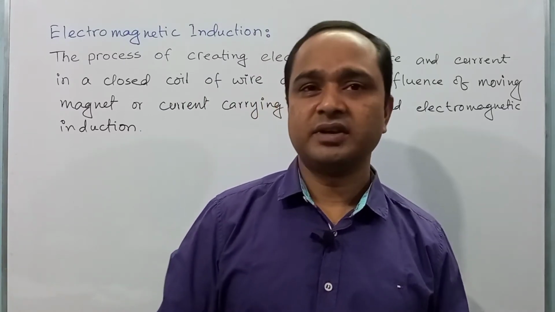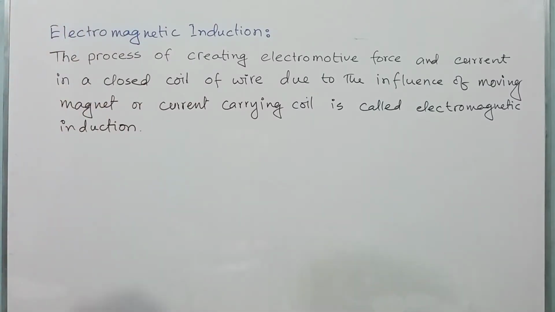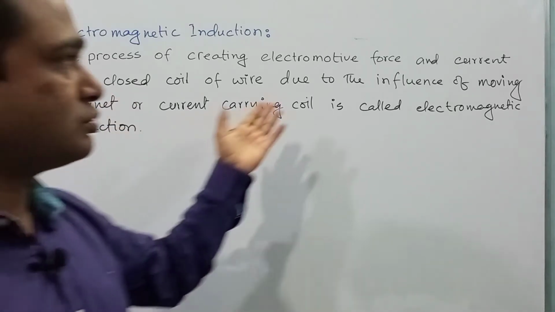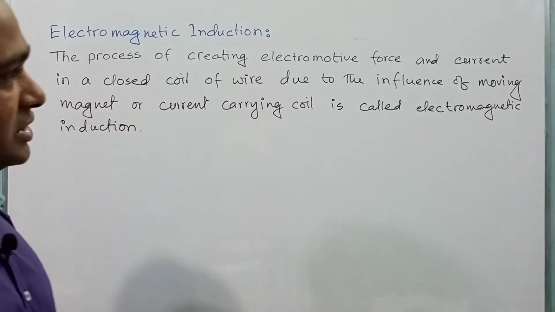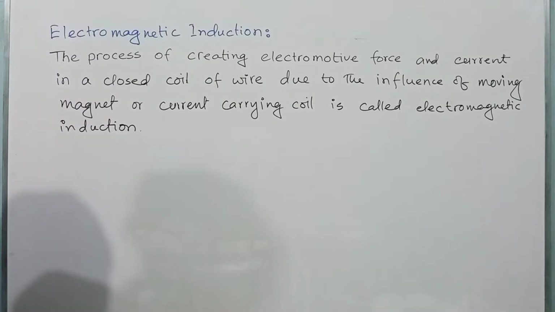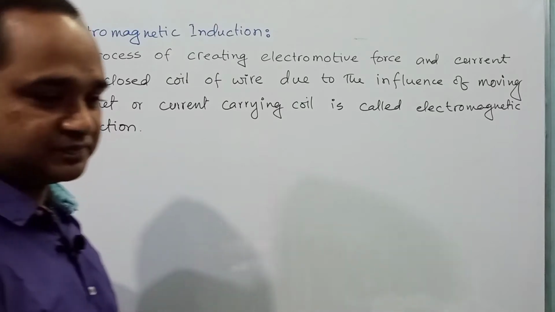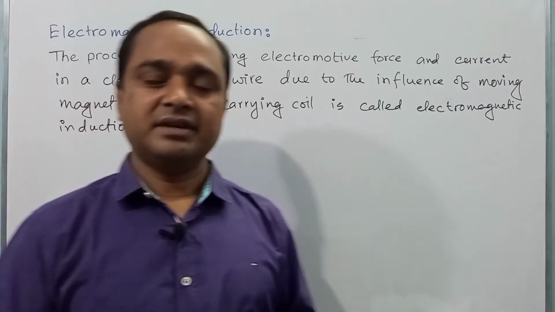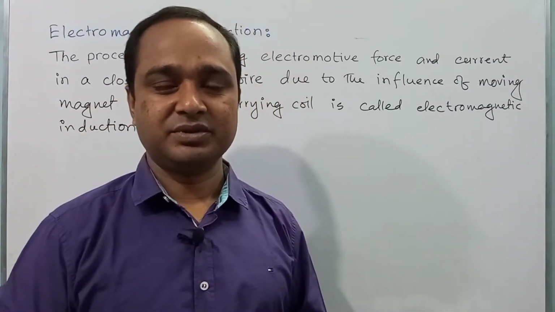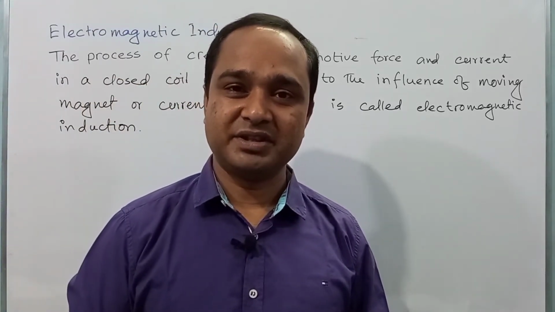So for our better idea or realization, we can see the definition of electromagnetic induction. In the definition, they said that the process of creating electromotive force and current in a closed coil of wire due to the influence of a moving magnet or current carrying coil is called electromagnetic induction. Right? Dear student, I hope you got it. Now we can see a video to realize what electromagnetic induction is.